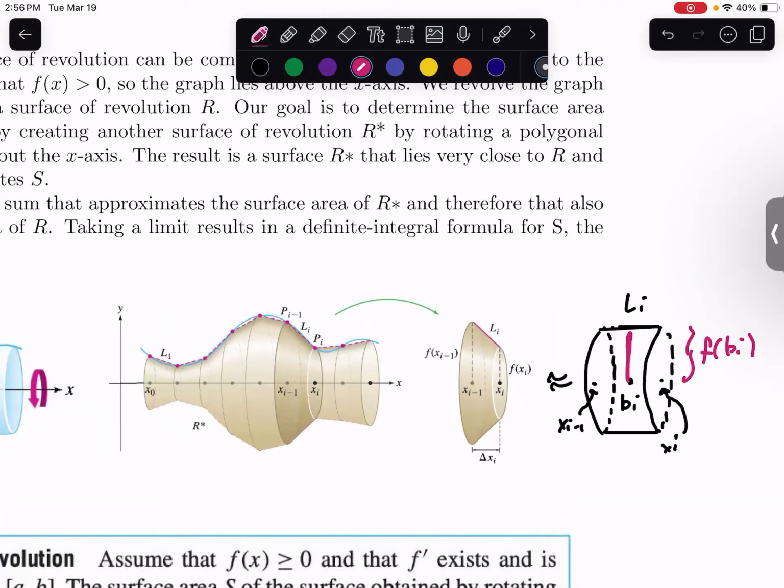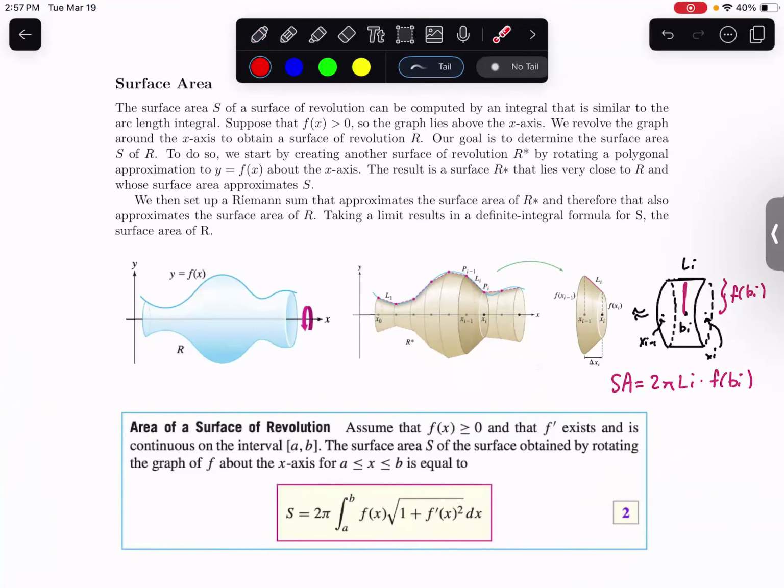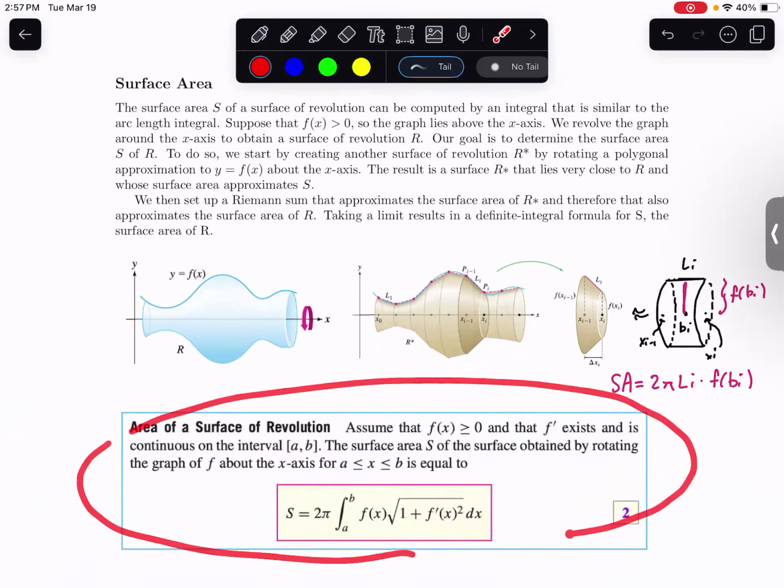If you wanted to compute the surface area of this cylinder, it is going to be equal to 2 pi multiplied by L_i, which is kind of like the height here, and then you multiply by f of b_i. That's the intuition behind what this following equation is going to end up being equal to.